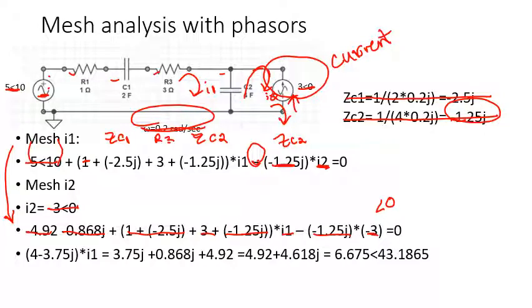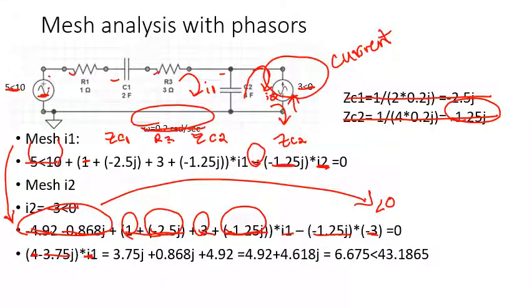Now what do I get to do? I'm going to try to combine some things. So for I1, I had a whole bunch of things multiplied by I1. Real number wise, I have a 3 and a 1, that gets me 4. Imaginary number wise, I have -2.5J and -1.25J. That gets me -3.75J times I1. And I'm going to move all things not multiplied by I1 to the other side of my equation. So that equals, I have, this is also not multiplied by I1. Move it over to this side of the equation.